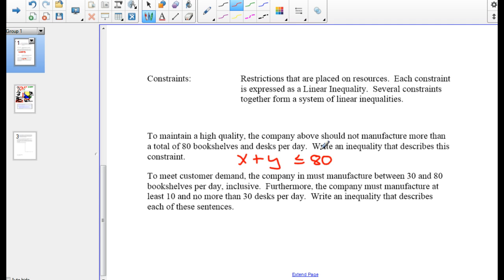Our second constraint is this. To meet customer demand, the company must manufacture between 30 and 80 bookshelves per day. So that means I have a low number of 30 as my lower limit. My upper limit is 80 for my bookshelves. The next part says, furthermore, the company must manufacture at least 10 and no more than 30 desks a day. So 10 is my lower limit of desks, and 30 is my upper limit of desks.